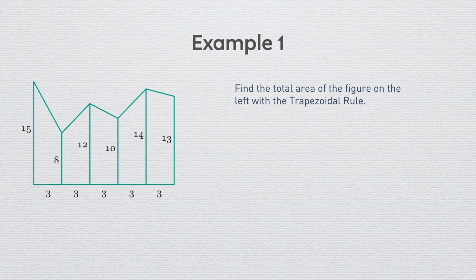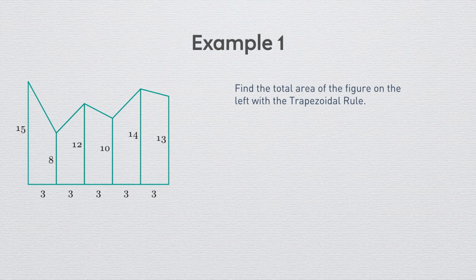Okay, to make sure that you guys got that part, let's do an example. Find the total area of the figure on the left with the trapezoidal rule. We could see that now we have 5 pieces of trapezoids, but the concept is pretty much the same. Since we already have all the information we need, let's just use the formula.